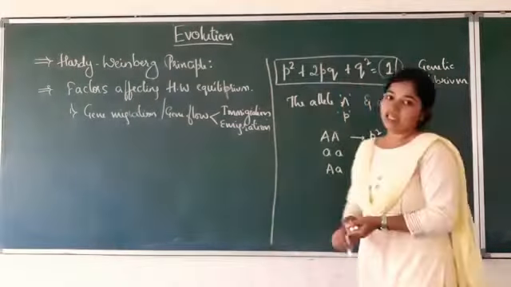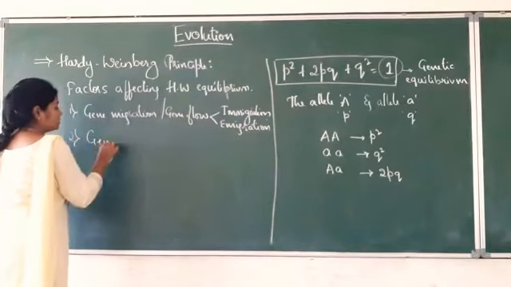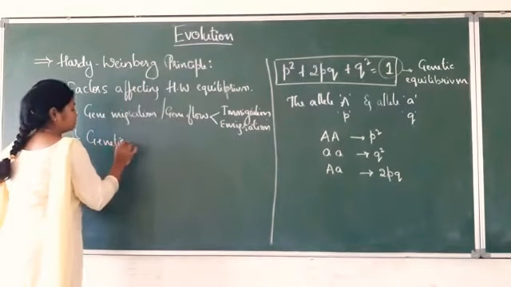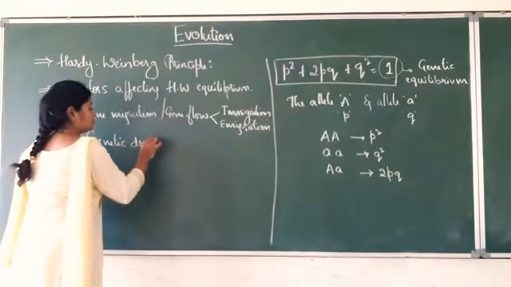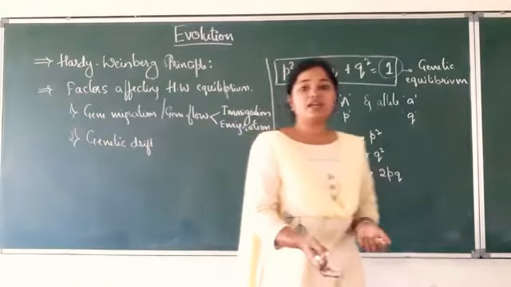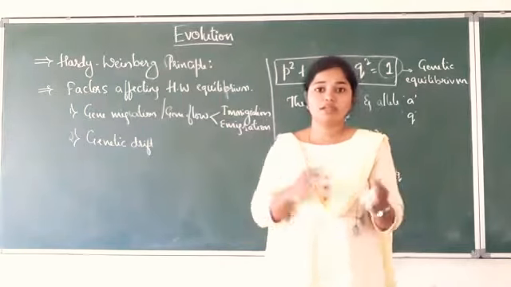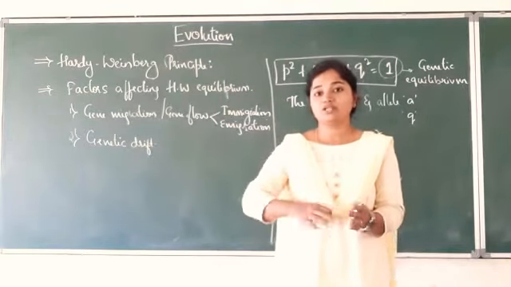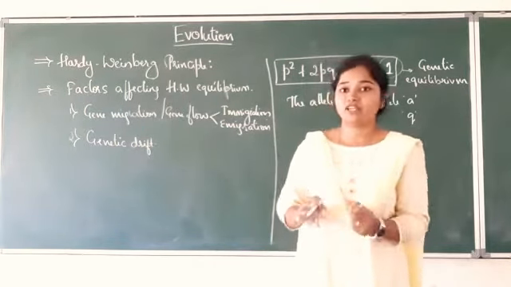So then the second one is genetic drift. So what do you mean by this drift? Means carried away. It might be due to the air or by the water. Carrying away from one place to another place is called drifting or drift.